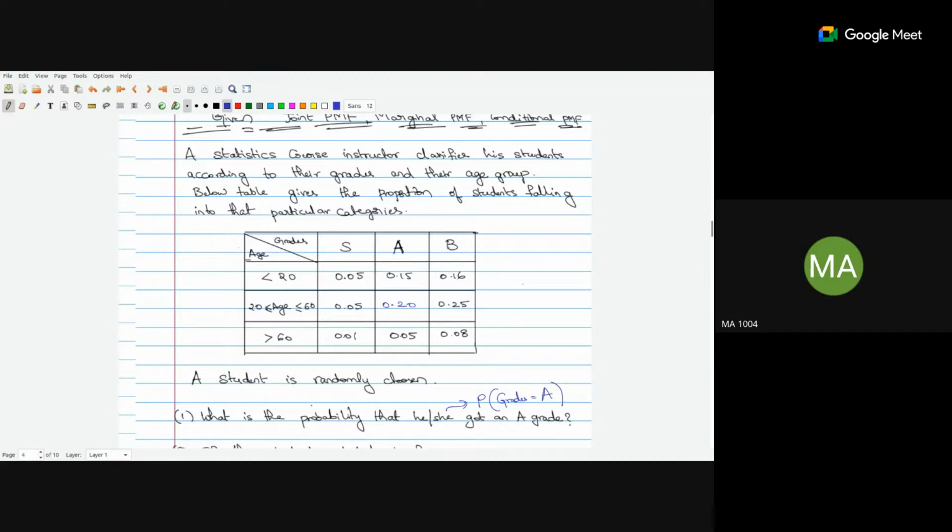So what will be the value? 0.40. So you have to add 0.15 plus 0.20 plus 0.05. That will give us 0.40. Easy as of now. So this is the marginal PMF.